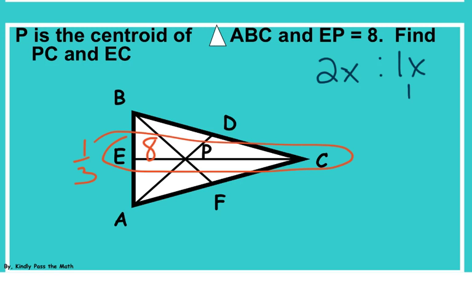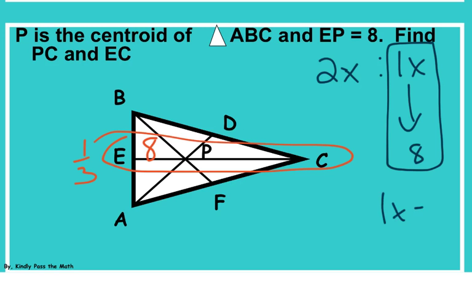In this case, they told us the 1/3 part, and they said it was 8. So we really have it solved already, because we can just set it up as an equation, and it says 1x equals 8. But we don't even need the 1, really. It just says x equals 8.